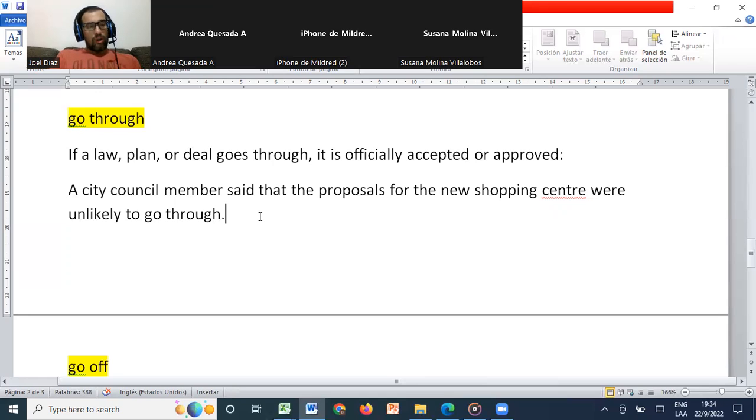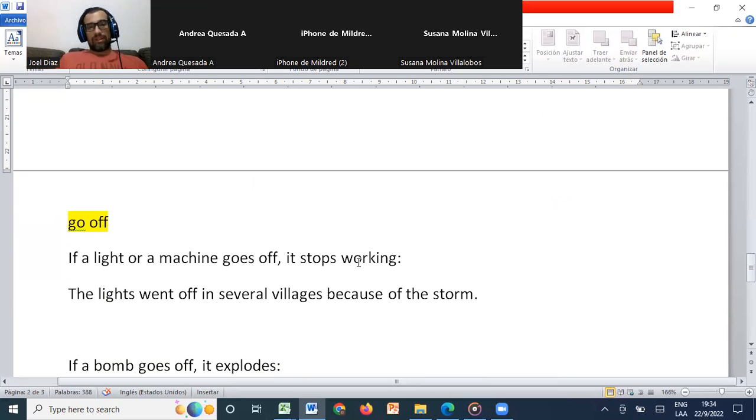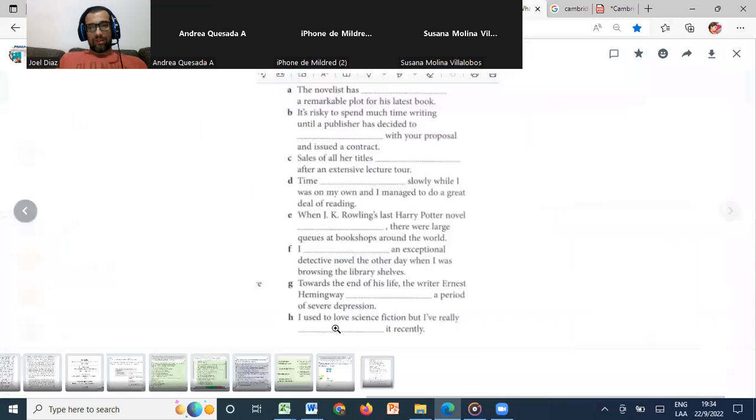Yeah, I think that go through is when, for example, you are going through some event, right? Or for example, that person is going through a difficult time. So that's another way of saying it. Yeah, you're right. And maybe gone off. And let's see, we go off. In this case, it will be H, right? I used to love science fiction, but I really love recently.